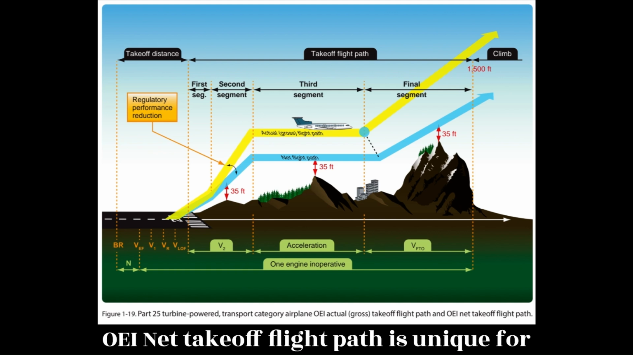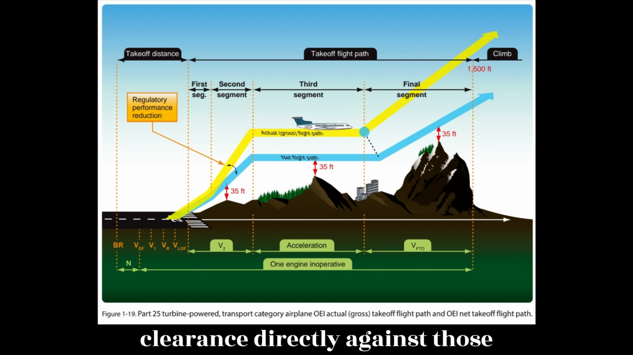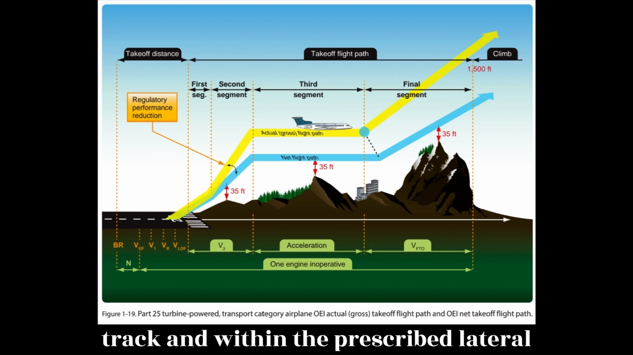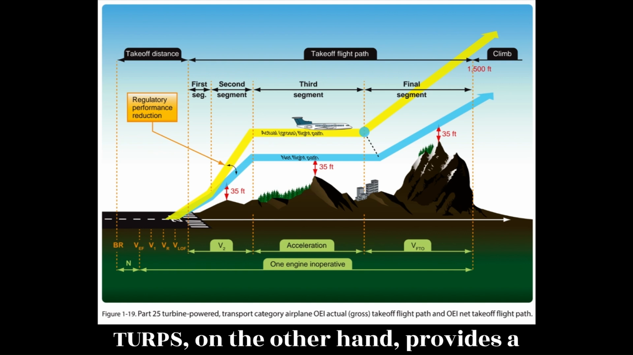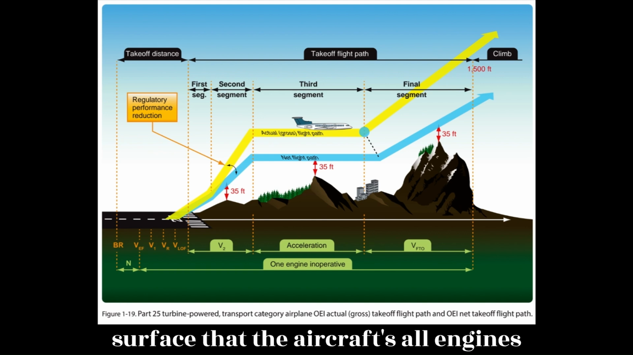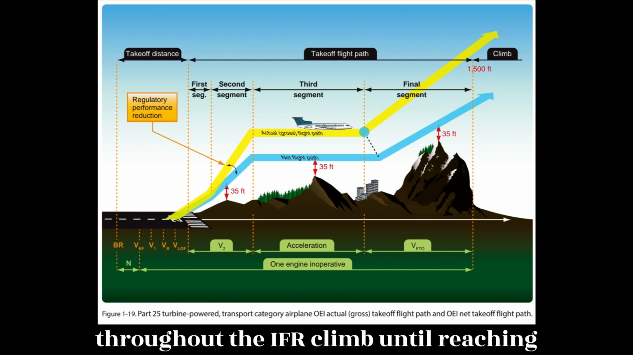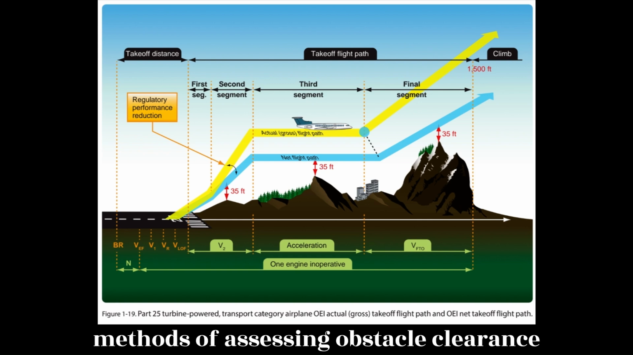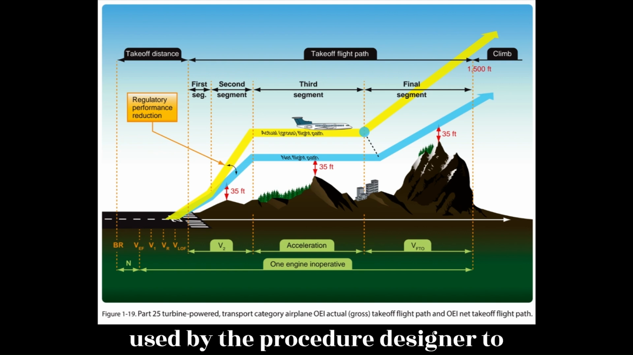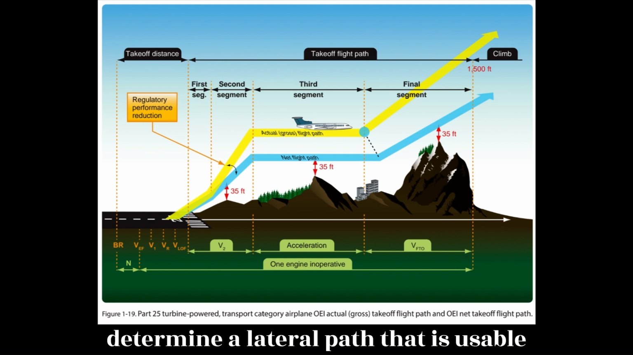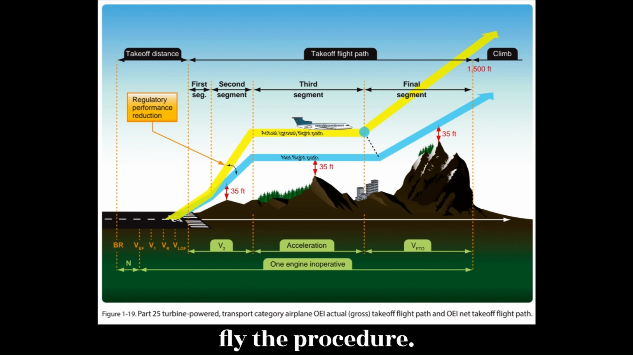The OEI-net takeoff flight path is unique for each aircraft type and is assessed on each takeoff for the required obstacle clearance directly against those obstacles located beneath the OEI flight track and within the prescribed lateral distance from the flight path centerline. TERPS, on the other hand, provides a required climb gradient that represents a surface that the aircraft's all engines operating climb profile must remain above throughout the IFR climb until reaching the en route environment. These two methods of assessing obstacle clearance are necessarily quite different. TERPS is used by the procedure designer to determine a lateral path that is usable by a wide variety of aircraft types, and establishes a clearance plane that aircraft must be able to stay above to fly the procedure.